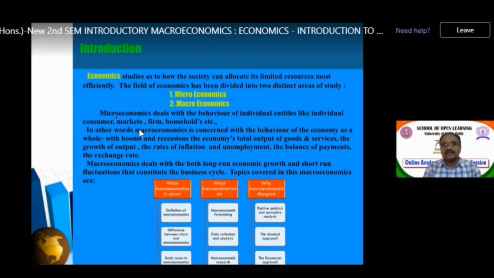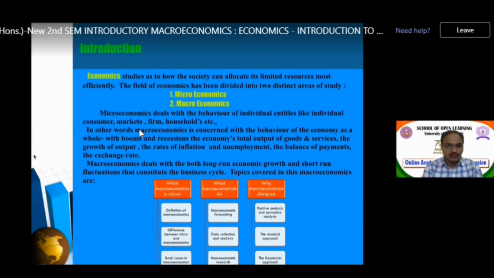The second part is national income accounting, which we will discuss in the next class. Right. So coming to the point, first, what macroeconomics is about. In this part, we learn some subtopics like the definition of macroeconomics, and after that the difference between microeconomics and macroeconomics, and after that the basic issues in macroeconomics. And the second part is what macroeconomists do.